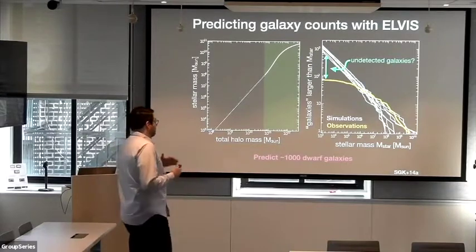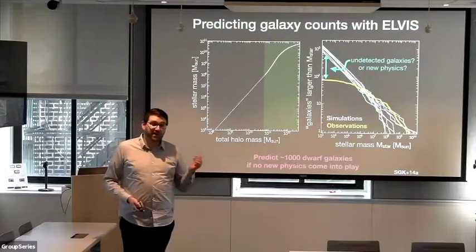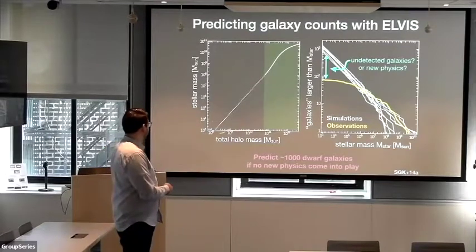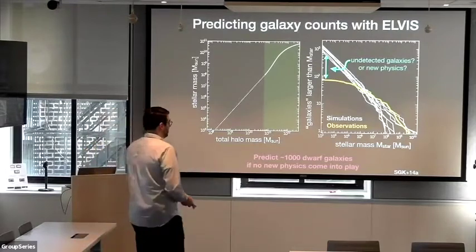That said, that's only the case if no new physics comes into play, right? So if we don't find these galaxies, that tells us that something changes down here, and this relationship gets modified by some new physics that we're not accounting for.